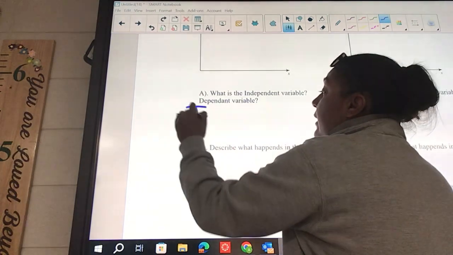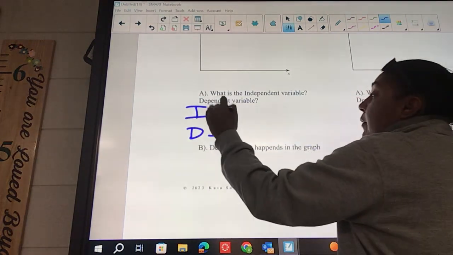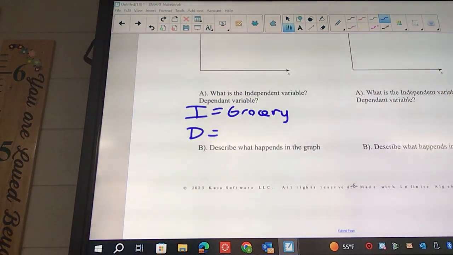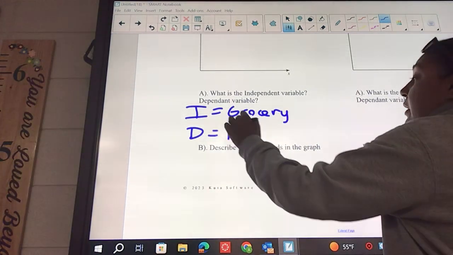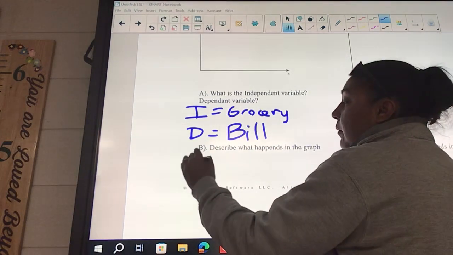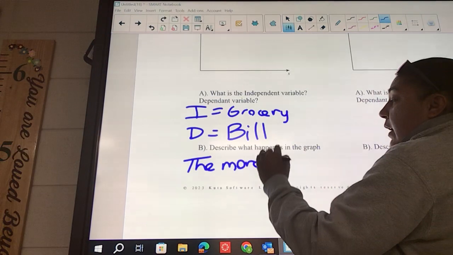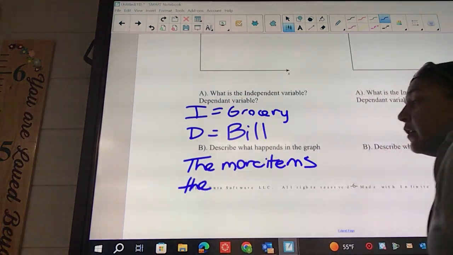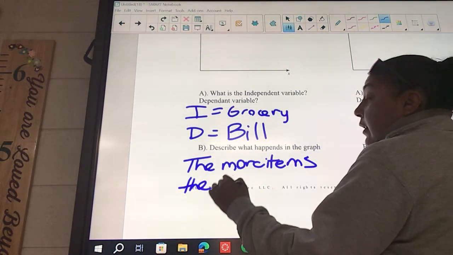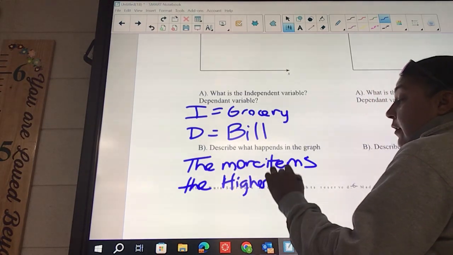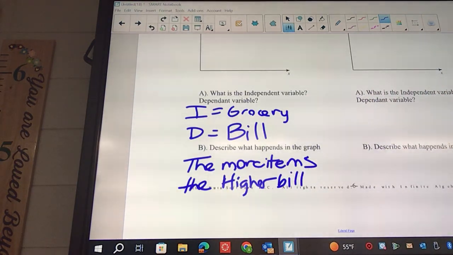My independent then is what? My items in my grocery cart, because I get to choose how many of those, and that dictates my bill. And so my dependent is going to be the bill. Describe what's happening in the graph. The more items, what about the grocery? Yep, the higher the bill. And you can say higher, you can say the more bill, we can say the higher the bill. Any of those words work for higher or less.